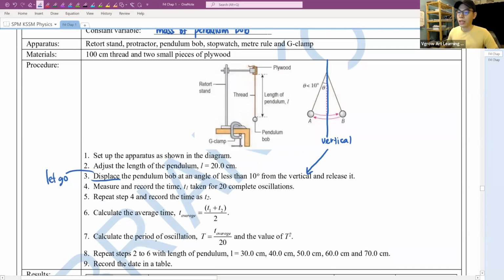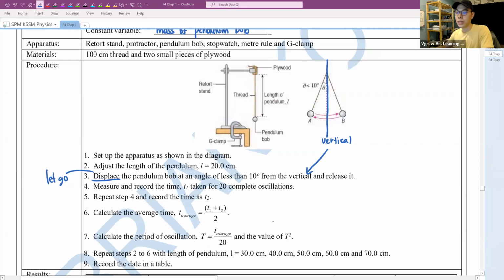Then after that, we will calculate the period. Period, you must remember, is always the time for one oscillation. So after you get the time taken for 20 full swings, you must divide by 20 to know how much one full swing actually is. And we will also find out the T squared value. So let's say this procedure is given to you. You just have to follow.